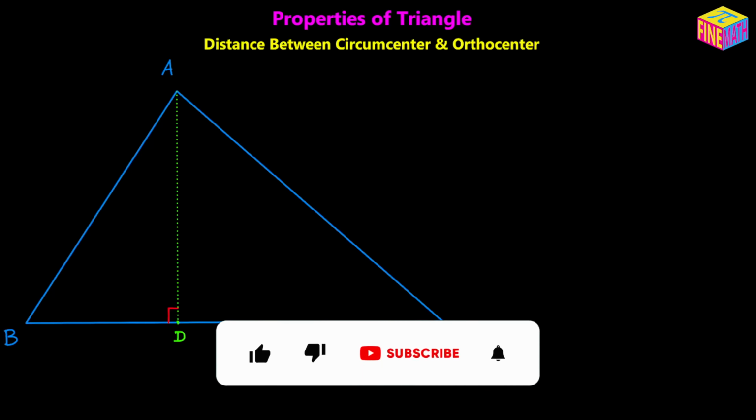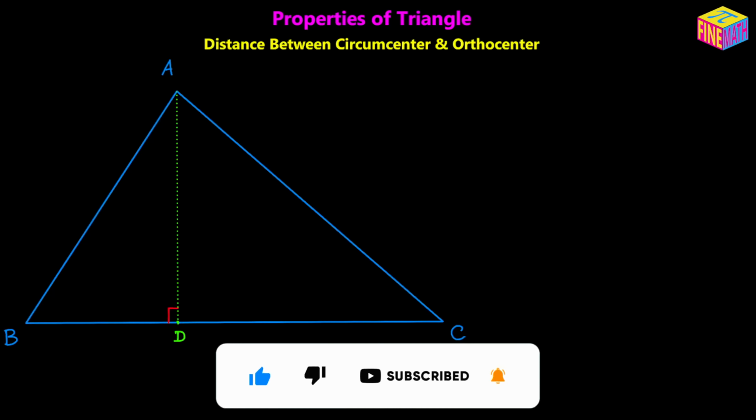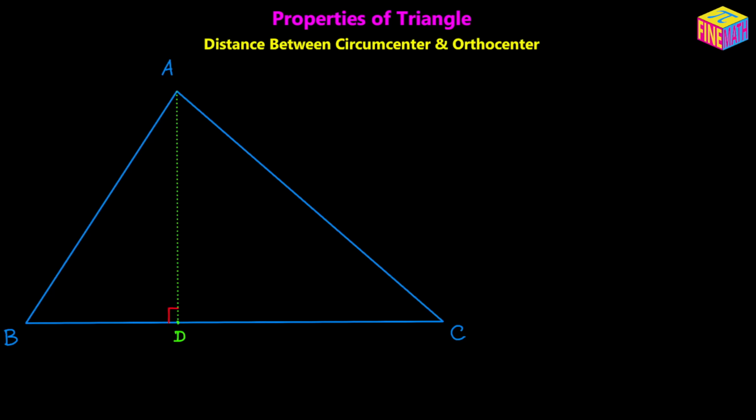So triangle ABD will be a right triangle, and similarly, triangle ADC will also be a right triangle. Now I am going to drop a perpendicular from vertex B onto the side AC, and let's assume that the perpendicular landed on point E on the side AC. Now the intersection of these two altitudes will be the orthocenter, and the orthocenter is usually denoted by uppercase H.